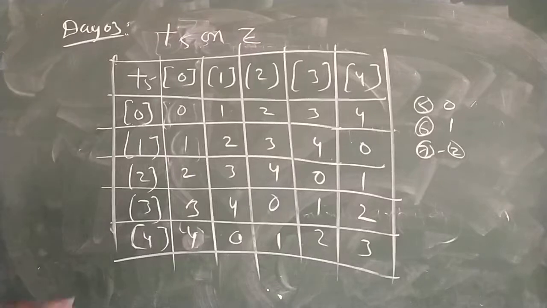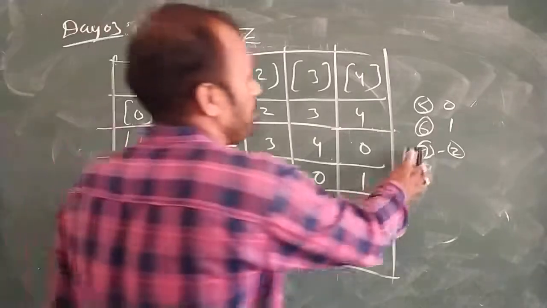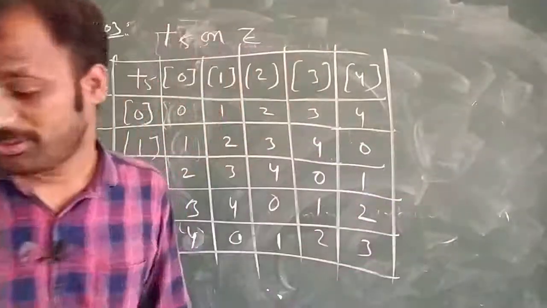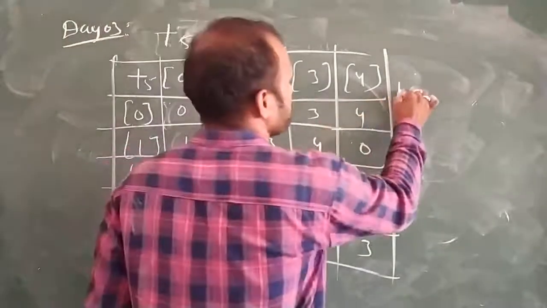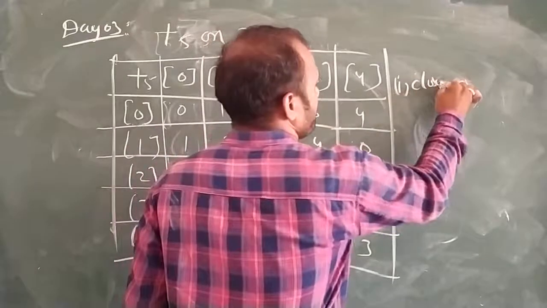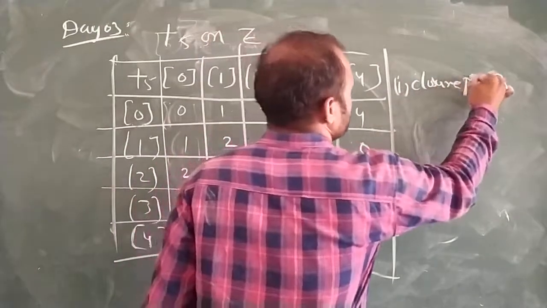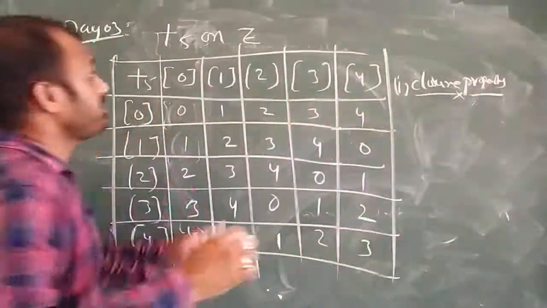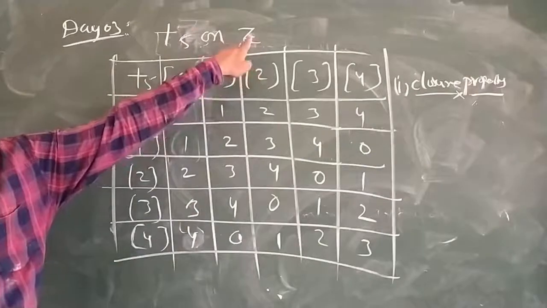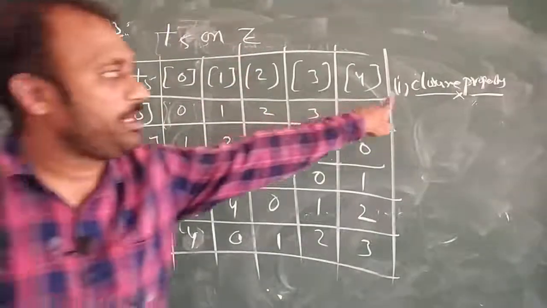So he is asking us to check the properties: closure property, commutative property, associative property, existence of identity and existence of inverse. These are the various properties we need to check on this question. Now let us see the closure property first. He is saying on integers, right? Z stands for integers.